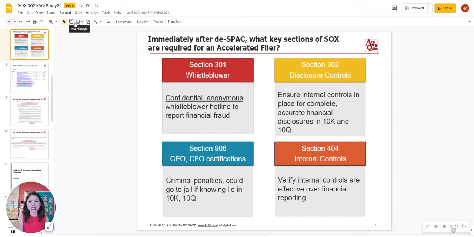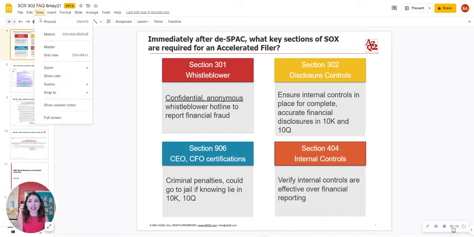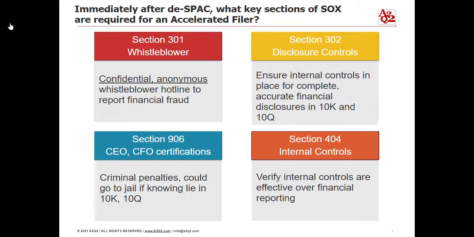So in the case of an accelerated filer and having gone public through a de-SPAC, you have four sections of SOX you have to follow. Section 301, which is the whistleblower hotline, applies to all public companies, not just through de-SPACs, but you'll need to make sure that it's a confidential, anonymous whistleblower hotline for potential financial reporting fraud.